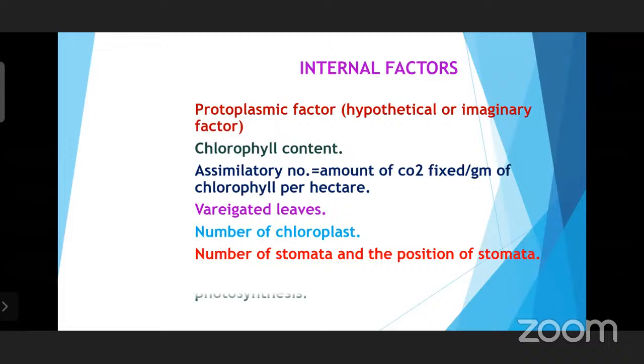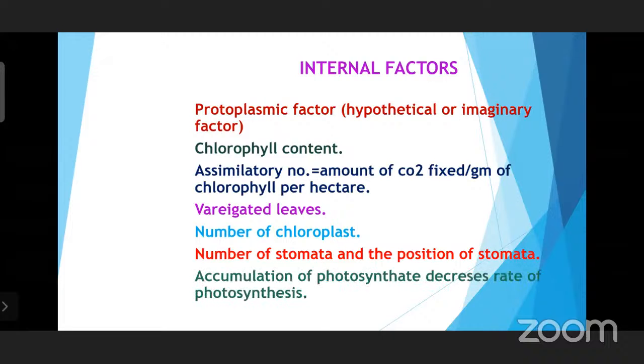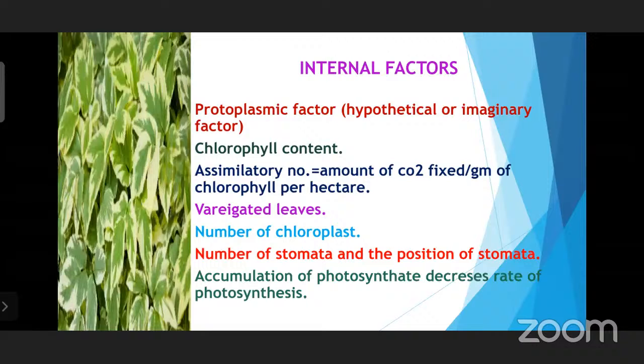The number of chloroplasts is also important, as are the number of stomata and the position of stomata. And last but not the least, the accumulation of photosynthate. Whatever the product of photosynthesis, the glucose, if it gets accumulated, will also decrease the rate of photosynthesis. So immediately it must be translocated. The photosynthate must be transported from the leaf to storage areas, and there the glucose will be converted to sucrose, and sucrose will be converted to starch.